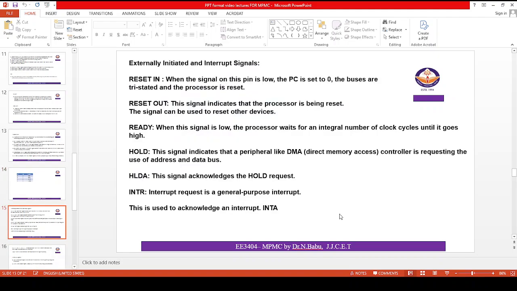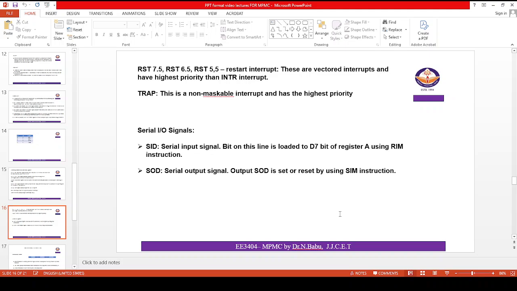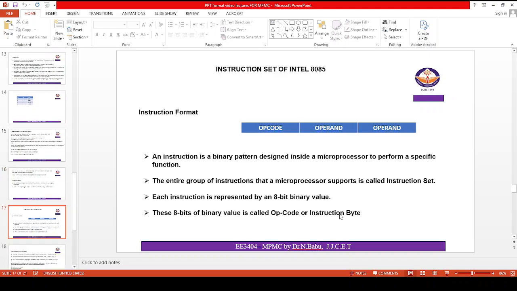Externally initiated and interrupt signals were already explained: RESET IN, RESET OUT, READY, HOLD acknowledgement, INTR and INTA. INTR is an interrupt request signal, INTA is an interrupt acknowledgement signal. RST 7.5, 6.5, 5.5; TRAP is the highest priority interrupt; SID, SOD. These are all the signals.